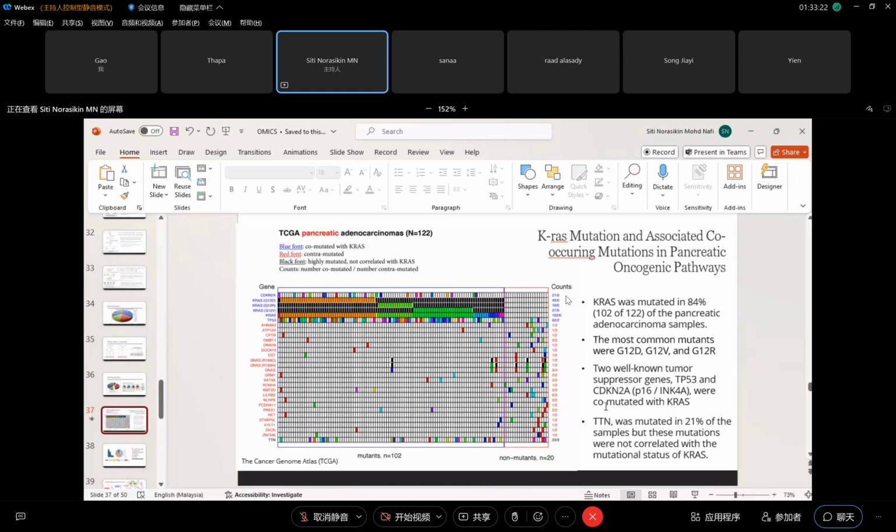And then they also have two well-known tumor suppressor genes, TP53 and CDKN2A, meaning they are co-mutated; the mutations happened in the same samples. And then this gene TTN was mutated in 21% of the samples, but this mutation was not correlated with the mutational status of KRAS.